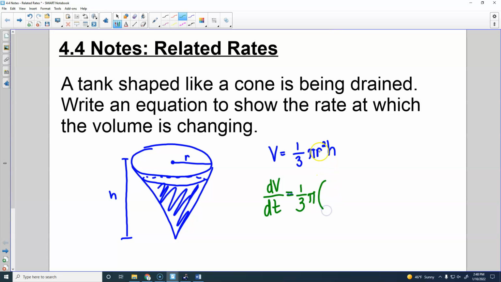But then I would have r squared times the derivative of h, which would be dh/dt, plus h times the derivative of r squared, which would be 2r dr/dt.